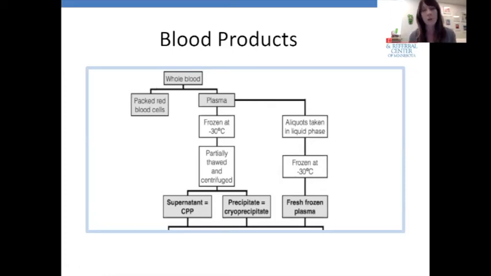And from that whole blood, we have packed red cells and plasma, which if we freeze it within 6 to 8 hours is called fresh frozen plasma. And that's a great product because it has all of our clotting factors and everything that we might ever need. It's a magical elixir, right? But if we wait for longer than 6 to 8 hours to freeze it, or if we wait for longer than a year after collection, it turns into frozen plasma. And frozen plasma does have a couple of deficiencies.